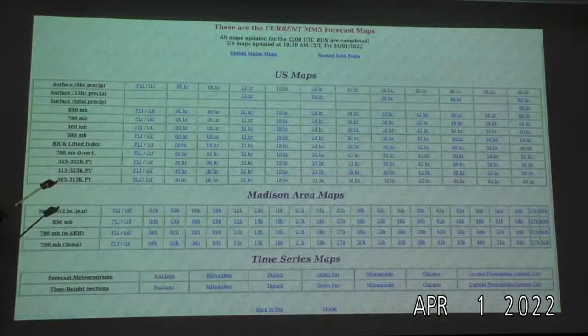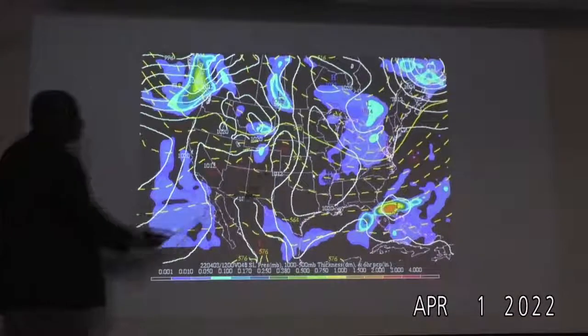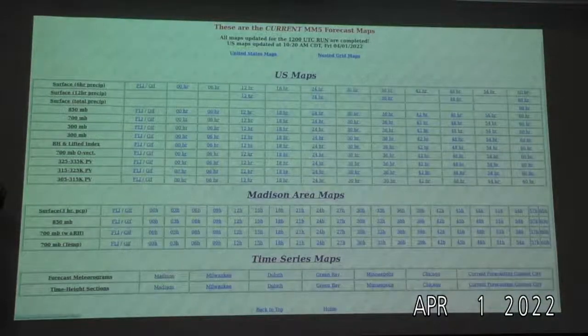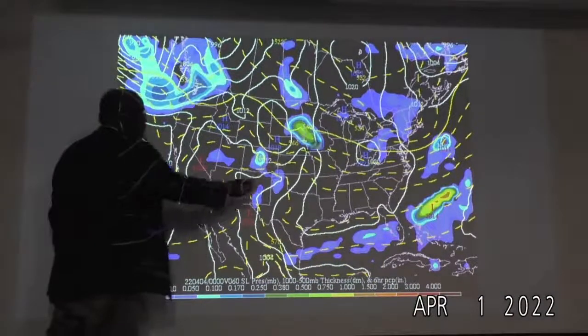Let's go to 40 hours, strong warm advection, and then finally go to 60 hours on this. This is just before this is about to start again. This is Sunday evening, early Monday morning.